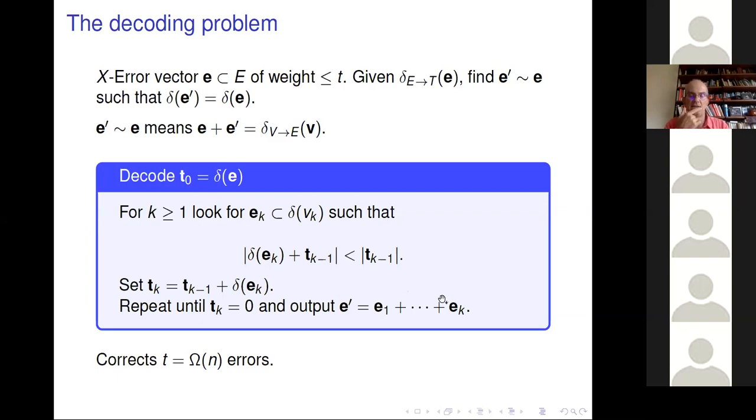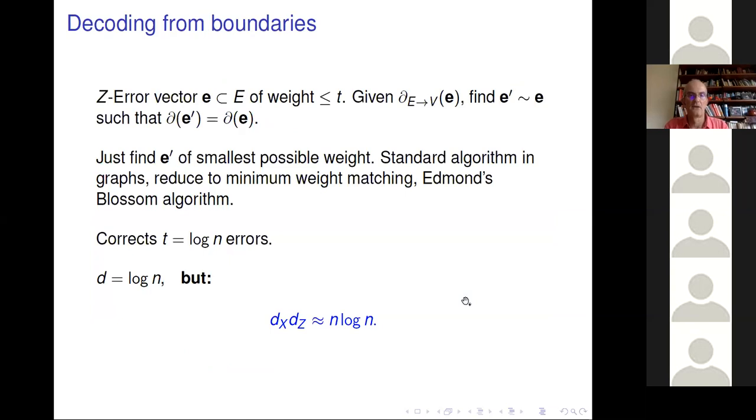Then the algorithm always converges and corrects properly. Now, all this concerns co-boundary, so X errors if you want. So we actually want quantum codes that will correct both X errors and Z errors.